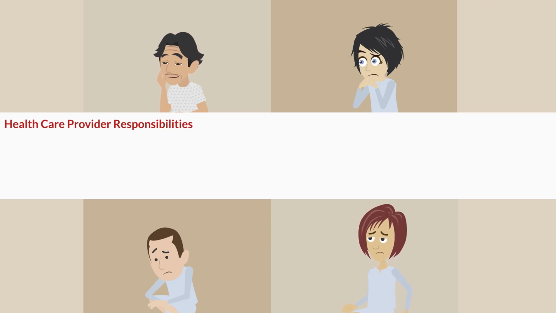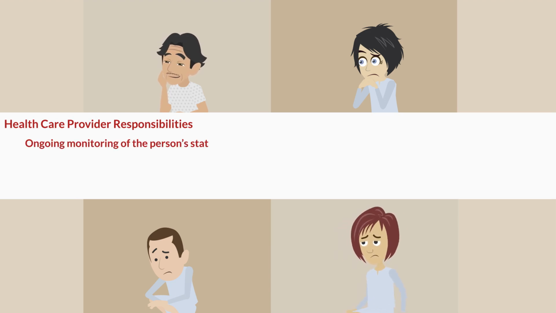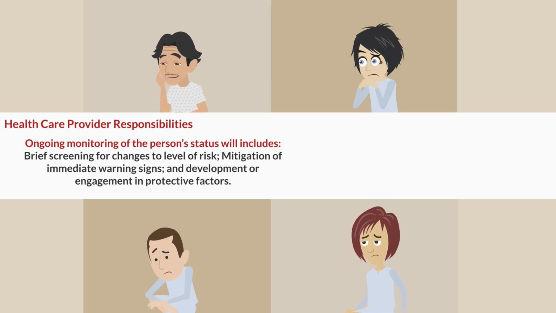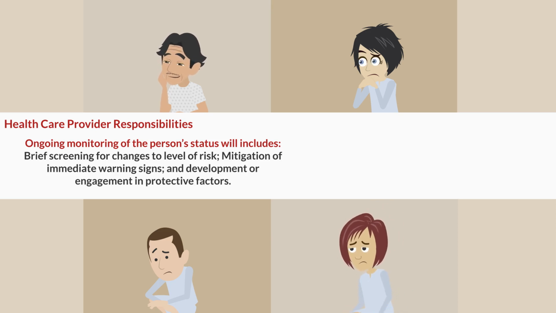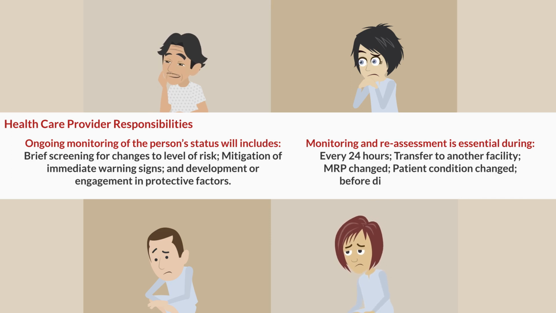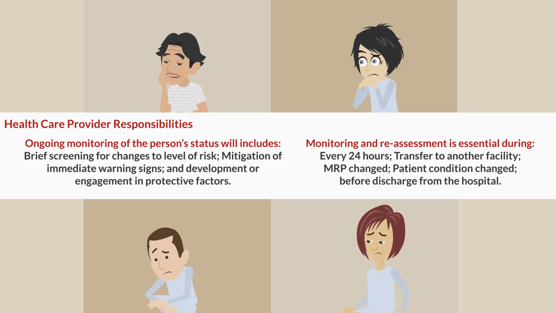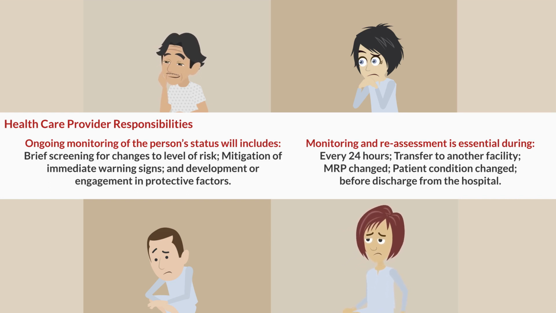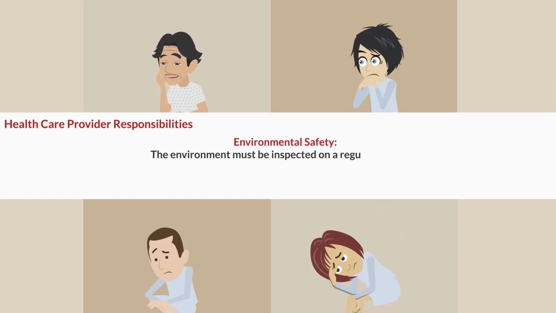Healthcare provider responsibilities. Ongoing monitoring of the person's status will include brief screening for changes to level of risk, mitigation of immediate warning signs, and development or engagement in protective factors. Monitoring and reassessment is essential every 24 hours, at transfer to another facility, when the MRP is changed, when patient condition changes, and before discharge from the hospital. Environmental safety.